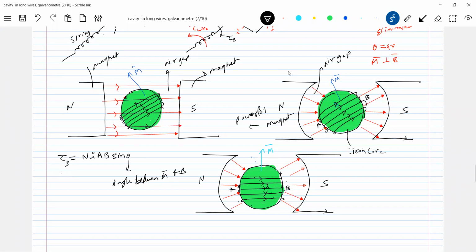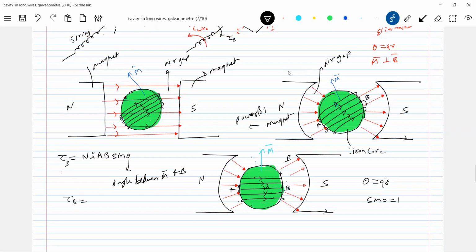Then according to this setup, sine theta will be non-zero. What about sine theta for these diagrams? Theta will be 90 degrees, no? Theta will be 90 degrees. So sine theta, how much? Equal to 1. Because of the radial magnetic field, sine theta will be equal to 1.